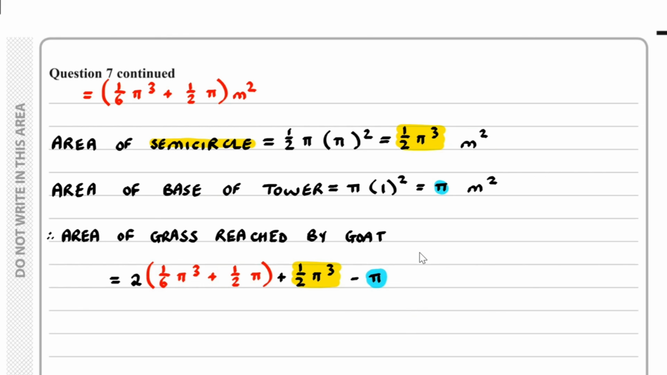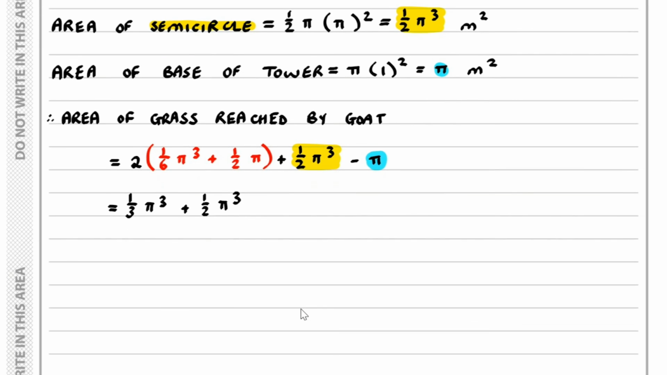So now we need to tidy all of this up. We've got pi minus pi, which is 0 pi. And then I've got 2 times by a sixth, which is a third. So I've got a third pi cubed plus a half pi cubed. And it turns out the area we require is 5/6 pi cubed meter squared as the area of the grass reached by the goat.